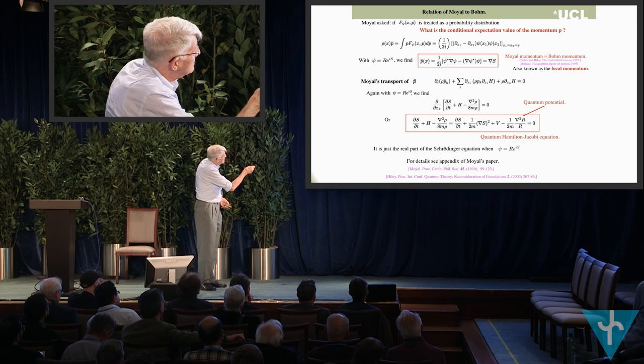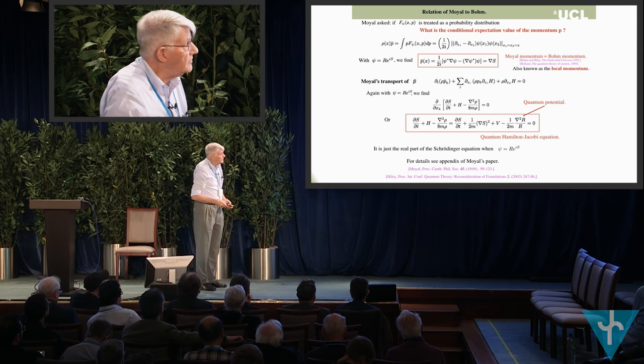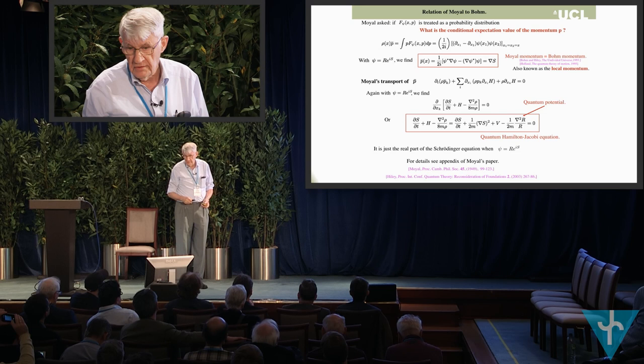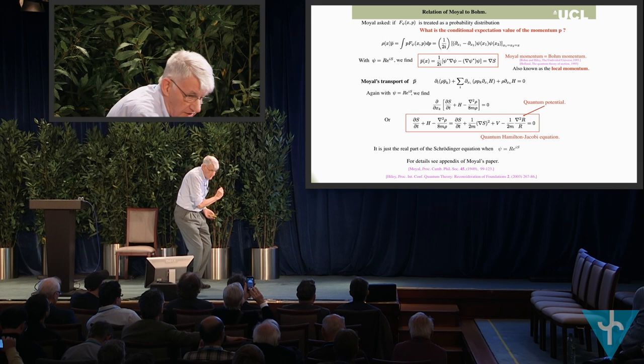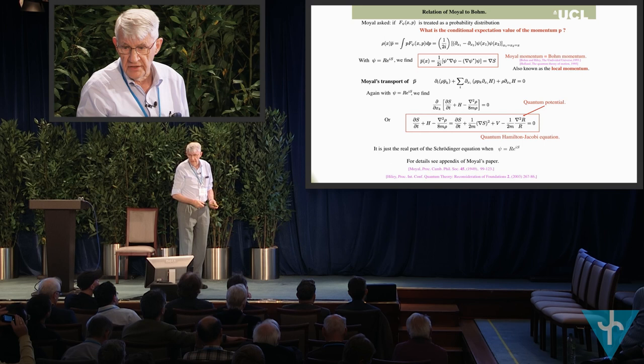The momentum is actually the conditional expectation value. If you treat this as a probability distribution, it's the conditional expectation value. So it's a kind of a mean value. And it's the Bohm momentum again. And this is all in his appendix. He then discusses the transportation of that, and finds it's the Schrodinger equation, and he's got the quantum potential there as well. And that's 10 years before.